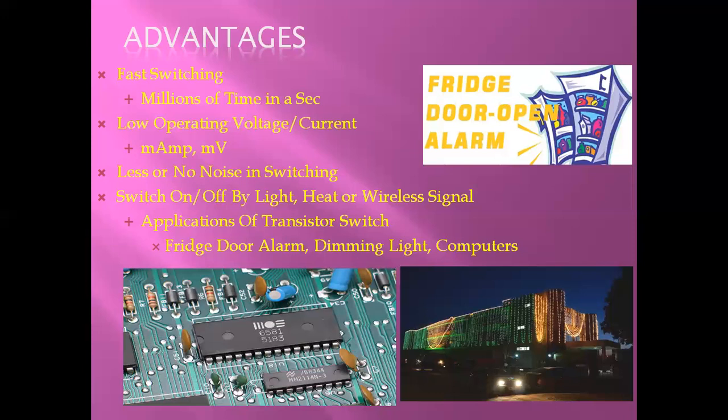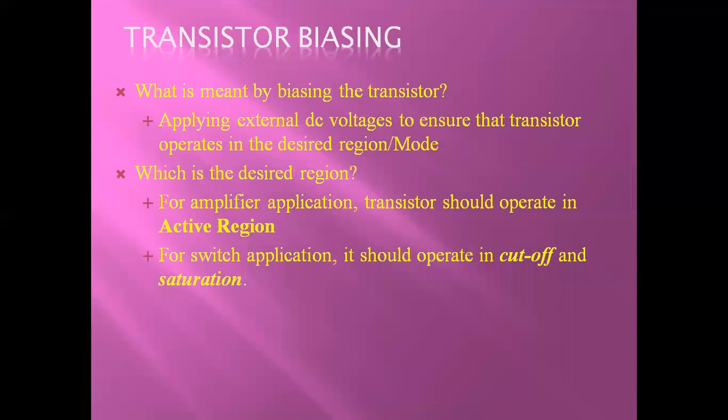So a fridge door alarm, dimming of light, and even computers can utilize these transistor circuits for different implications. And transistors and biasing: what is meant by a biasing system? There is forward conduction of the current, electricity, and non-conduction of the electricity, acting in forward mode and reverse mode, or else three different modes of conditions, that is active, saturation, and cutoff.